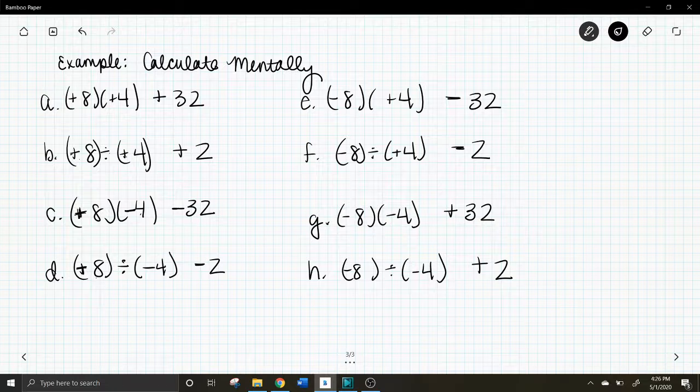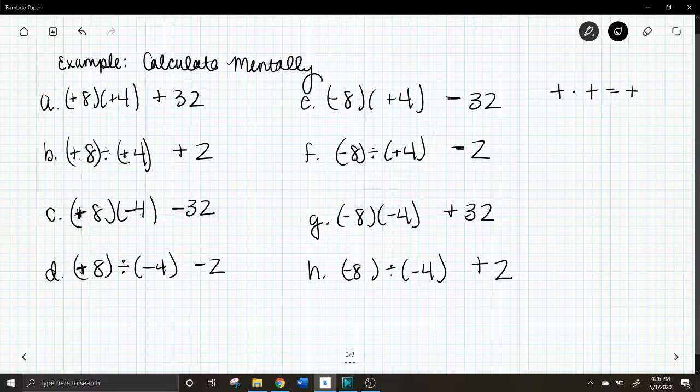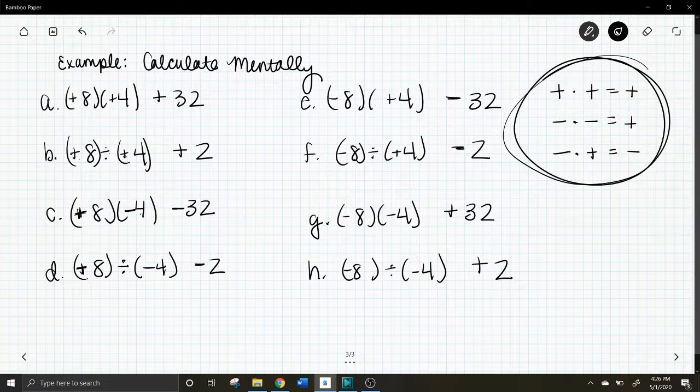Okay, so if you're confused, let me write it here. Positive times positive is positive. Negative times negative is positive. But negative times positive is negative. Okay, that's the key, and it holds true with division as well.